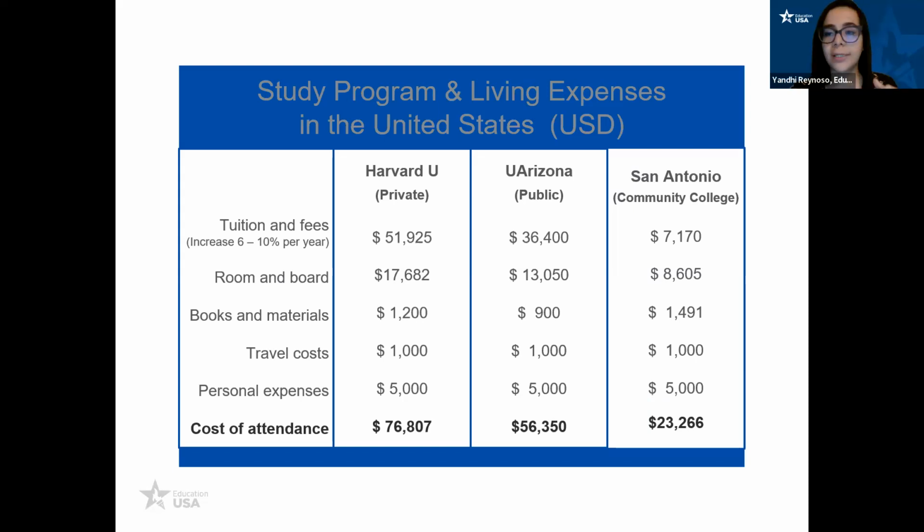Usually they will give you the cost of attendance, and they will take into consideration the things that you see on screen: tuition and fees, room and board, books and materials, travel costs, and personal expenses. And as you see on screen, there is a very large gap between a community college and a public institution. And there's also a bigger gap between a community college and a private institution. So these are some of the things that you need to take into consideration when doing your research, to see if it fits your budget.